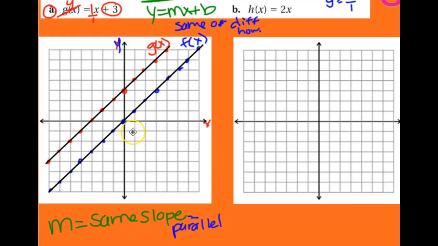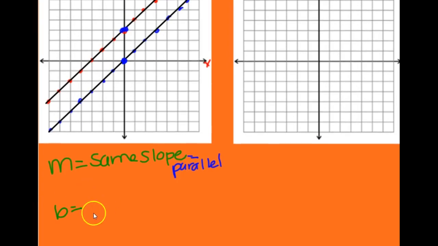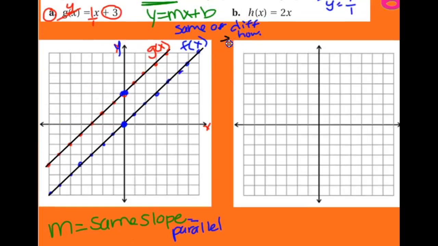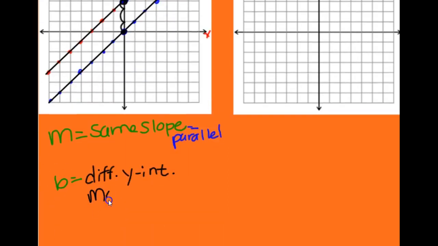Do these cross the y-axis at the same point or different points? Well, these are definitely different. So I'm just going to write different, I'm going to shorten it, different y-intercept. And if it's different, we need to say, how is it different? Well, this new graph, compared to our old parent graph, is moved up 1, 2, 3. So we're going to say, moved up 3 units.